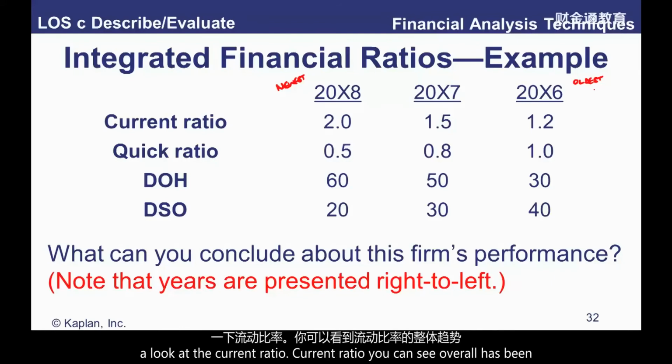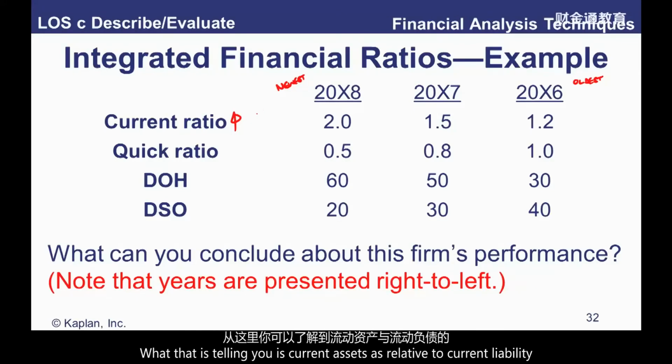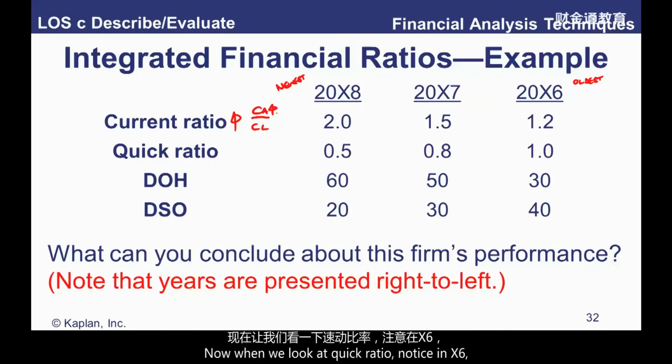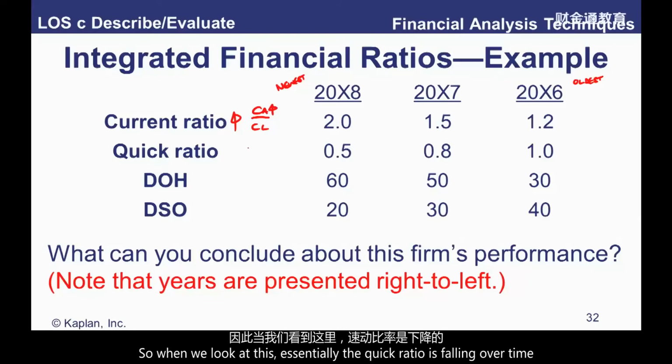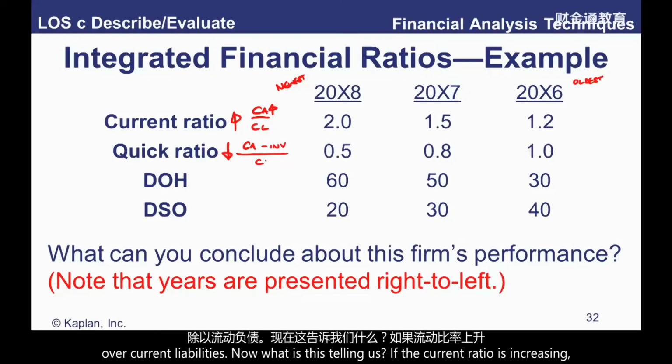So let's have a look at the current ratio. You can see overall, it has been increasing. It's gone from 1.2 to 2. Now remember, what that's telling you is current assets relative to current liabilities are increasing. Now when we look at the quick ratio, notice in X6 it was 1, X7 .8, X8 .5. Interesting. So essentially the quick ratio is falling over time. Now remember, this is our current assets excluding inventory over current liabilities.